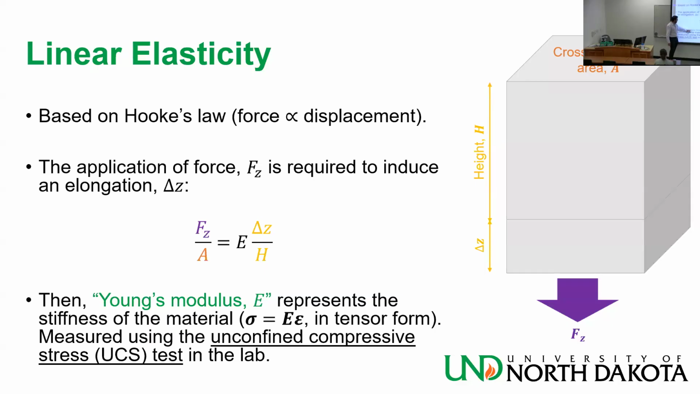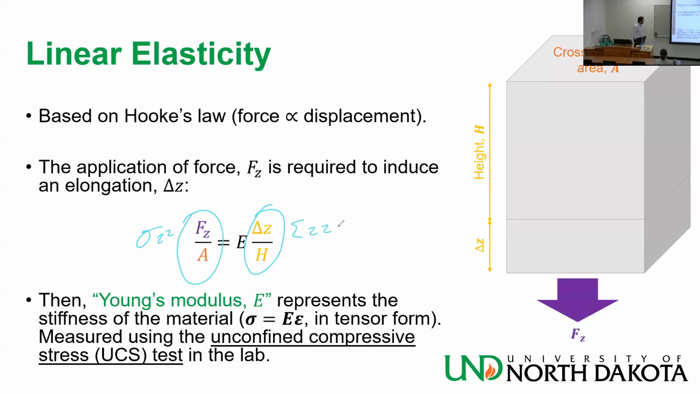Then Young's modulus represents the stiffness of the material. We said that, and basically sigma on the left, E epsilon on the other side. In fact, if you see it correctly, this side is sigma zz and this side is epsilon zz, because it's in the z direction.